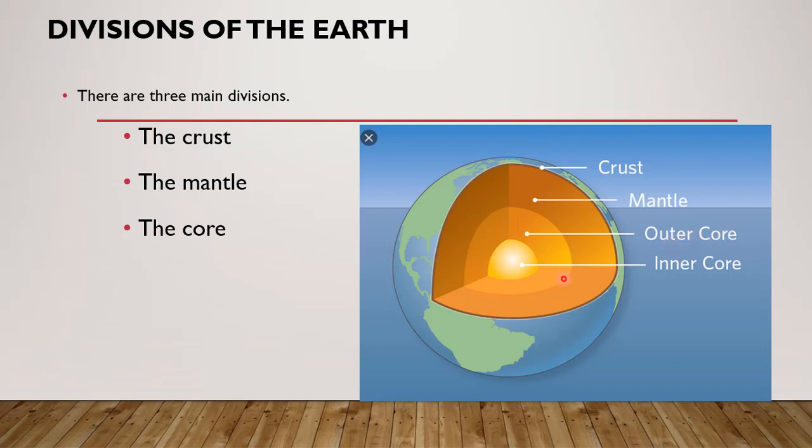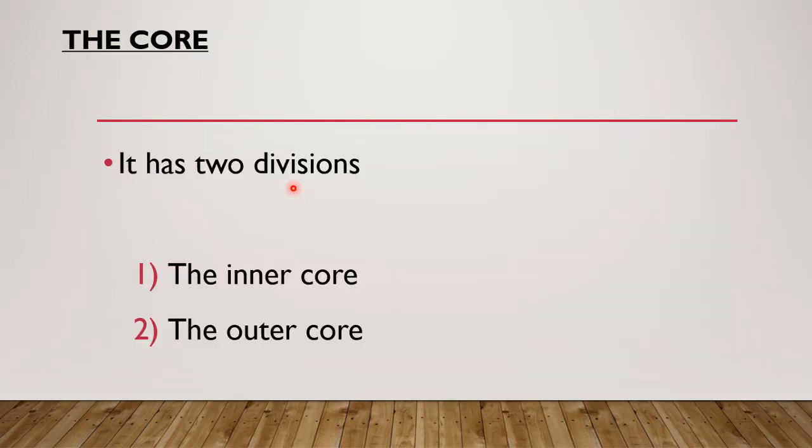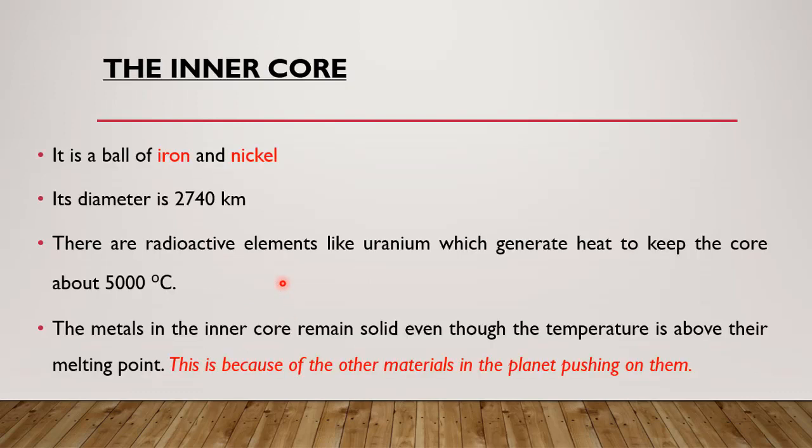We are going to look at these in detail. So let's start with the core. As I have said earlier, the core has two divisions: the inner core and the outer core. The inner core looks like a ball, and this ball has two elements: iron and nickel. All these are metals. Iron is a metal and nickel is also a metal.